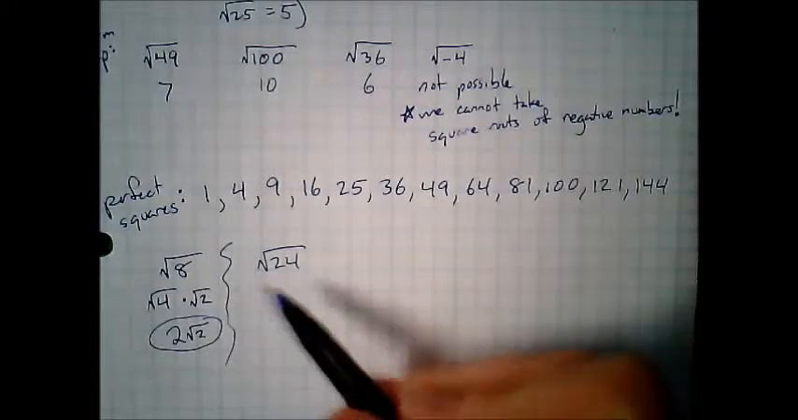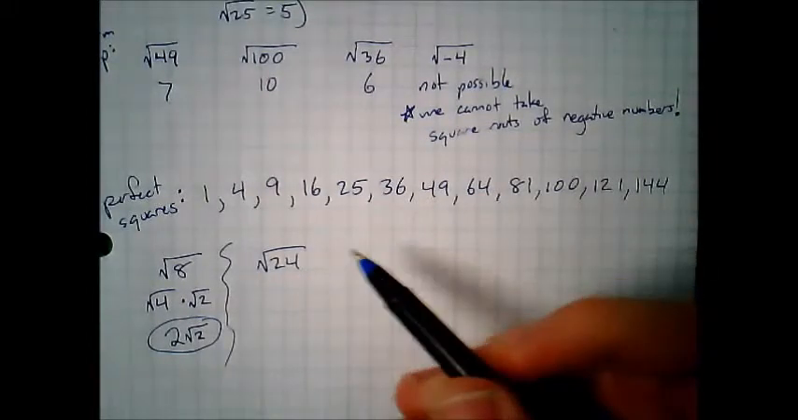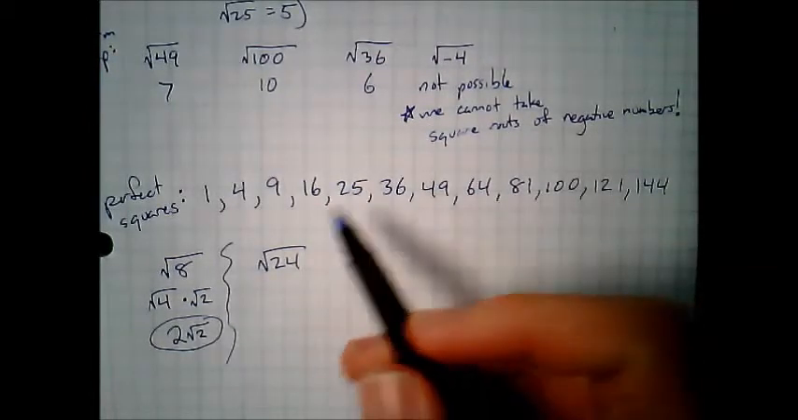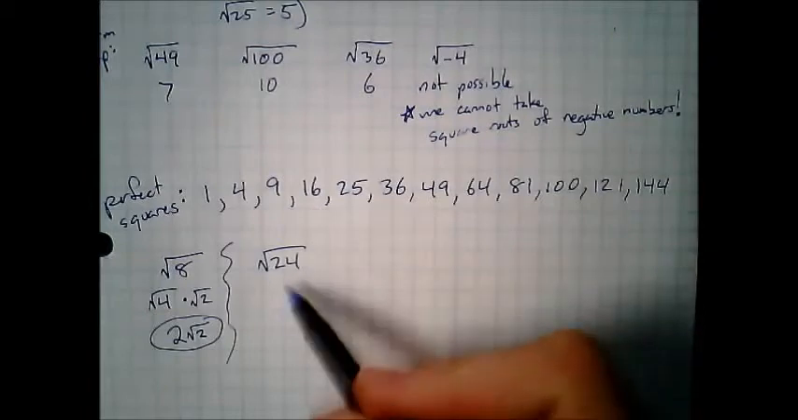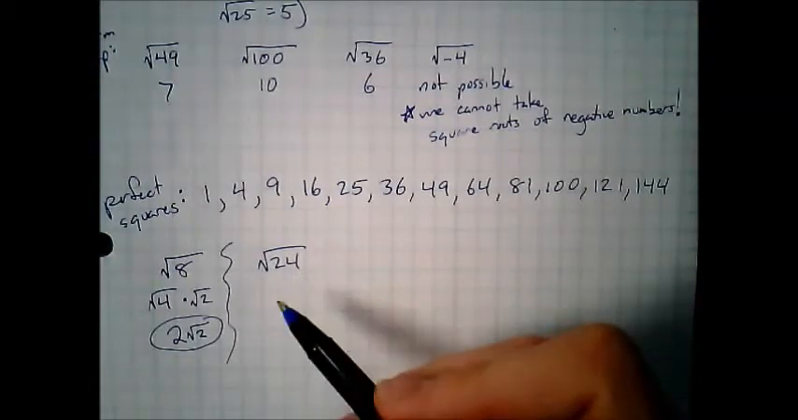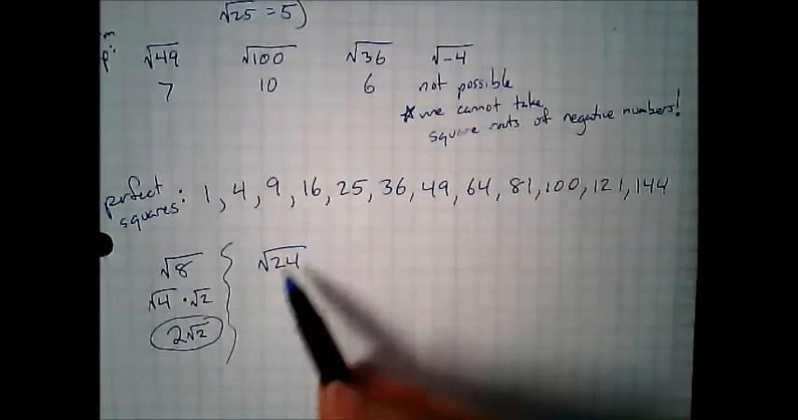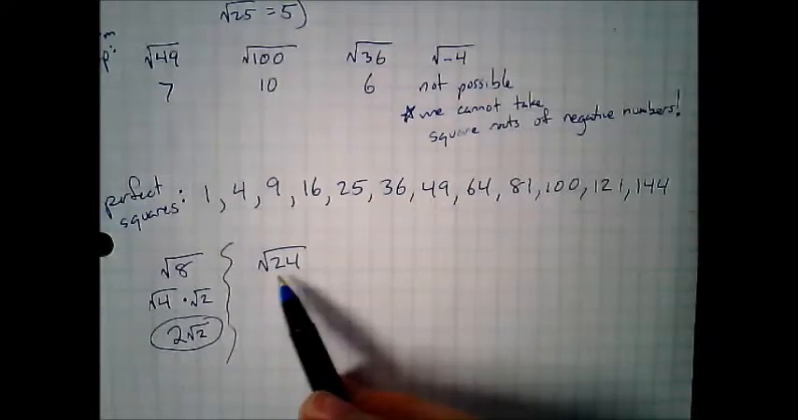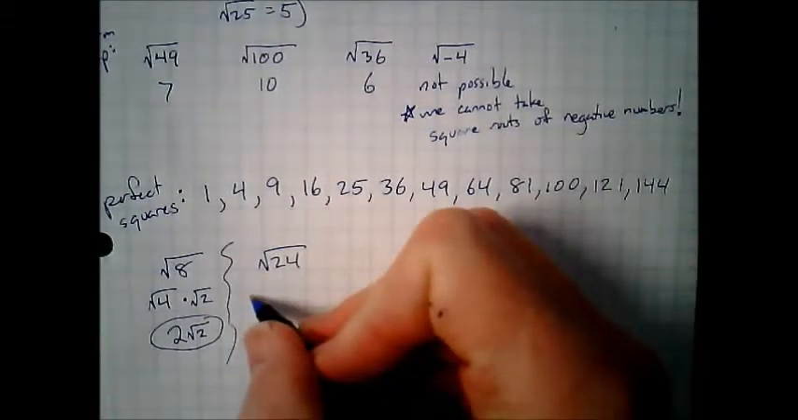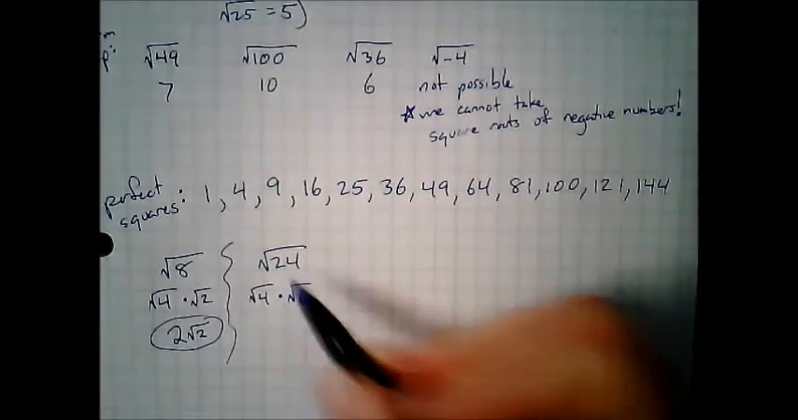Okay, the same thing. 24 is not a perfect square because no number times itself equals 24. We know this number is going to be between 4 and 5 because 4 squared is 16 and 5 squared is 25, so this is going to be about 4.8 or 4.9. But we want to be able to simplify it the same way we did here. So we look, what perfect square is a factor of 24? Well, again, it's 4. So I'm going to do the square root of 4 times the square root of 6 because 4 times 6 equals 24.